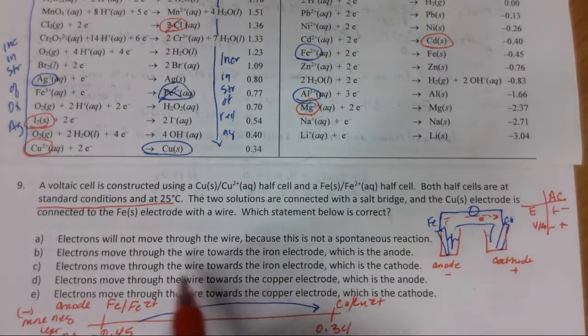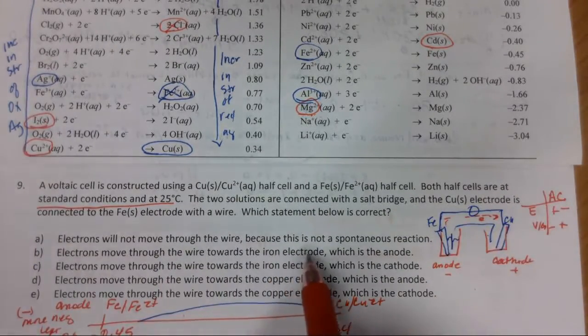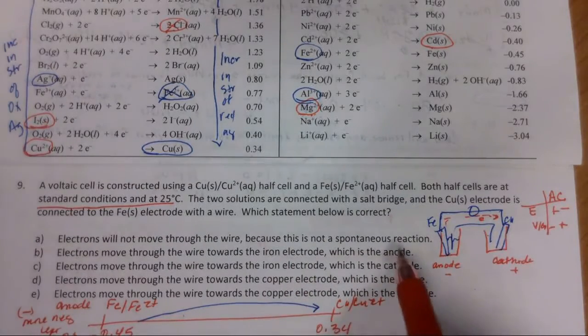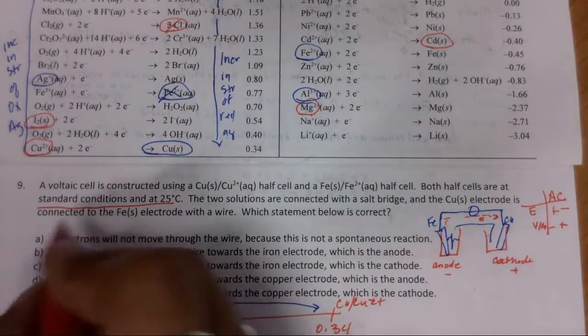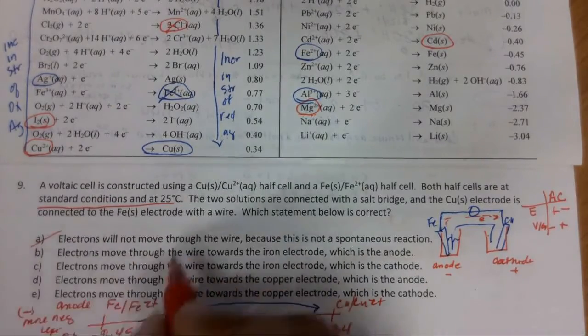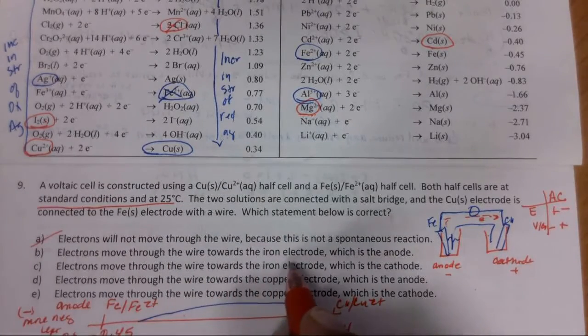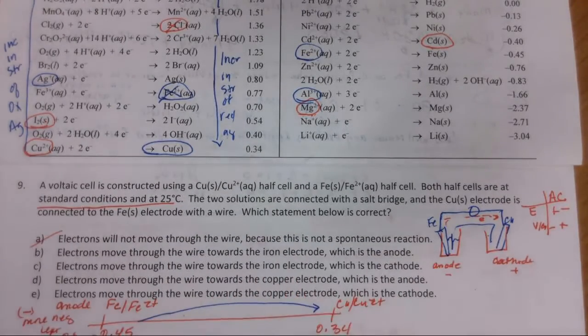It says electrons will not move through the wire because this is not a spontaneous reaction. It is a spontaneous reaction, so we know that one is out. Electrons move through the wires towards the iron electrode, which is an anode.